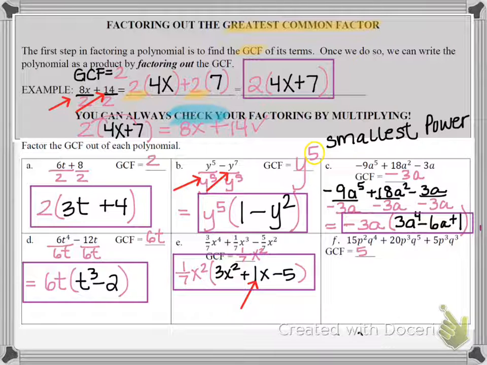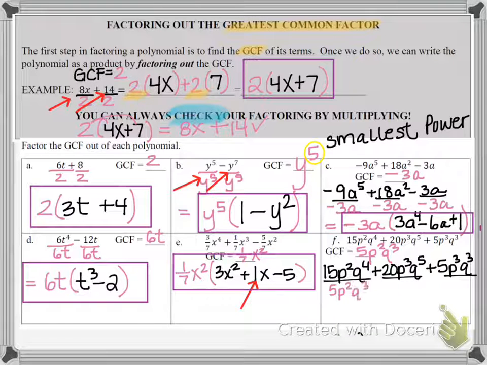All right, in part F, I noticed that all three terms share a common factor of 5, and then I want the smallest power of each variable, so it'll be 5p squared q cubed. I'm going to rewrite the original expression again so we can see the division. So I'm going to divide each term by 5p squared q cubed. And then when I write my final answer, I'm going to put my GCF on the outside, and then I'm going to put the leftovers.